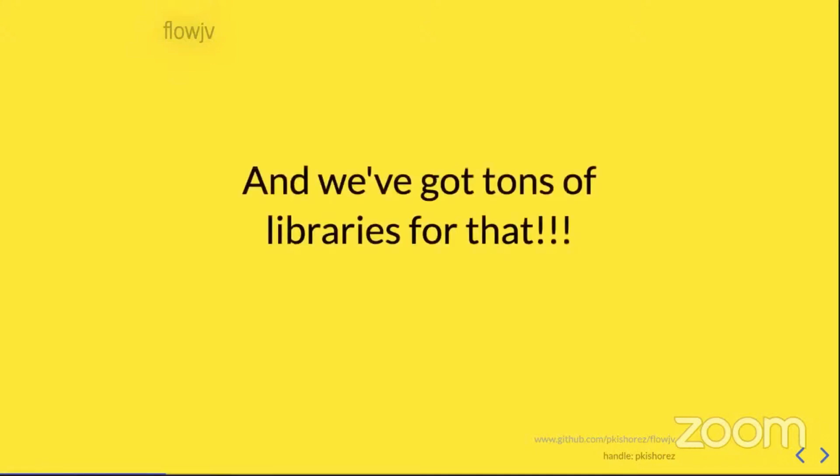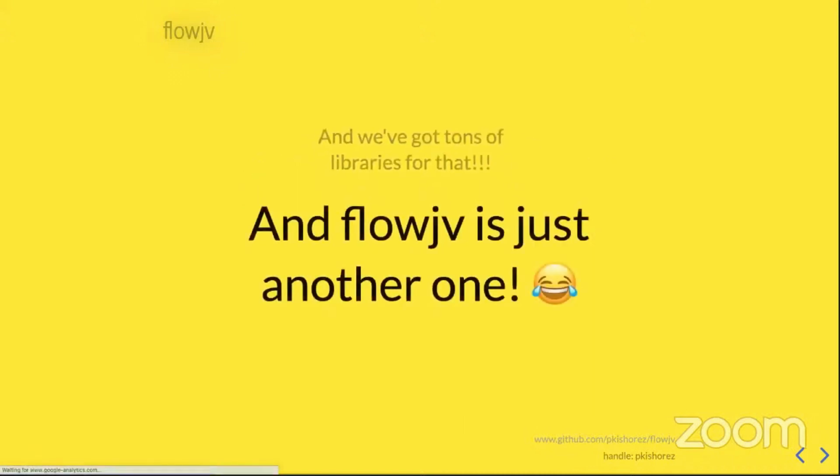And to solve this problem, we've got tons of libraries. And FlowJV, the one I developed, is just another solution. And let me tell you why I have come up with this solution and what is the motivation behind it. So let's suppose we have a programming language, the one we write every day.